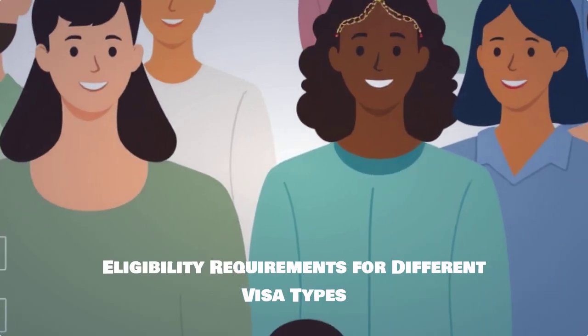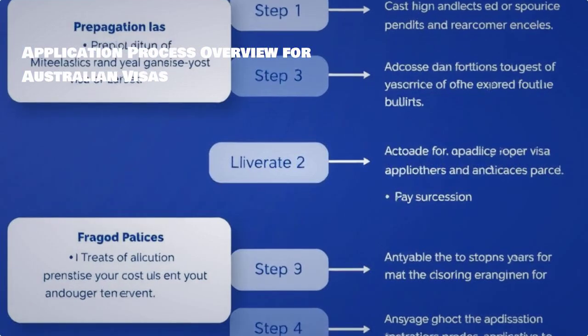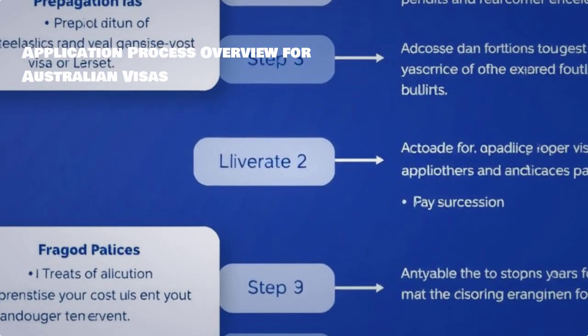Each visa type has specific eligibility requirements. It's vital to understand what's needed for your chosen visa to ensure your application is successful. The application process may seem daunting, but it can be broken down into manageable steps. Let's navigate through an overview of the visa application workflow.